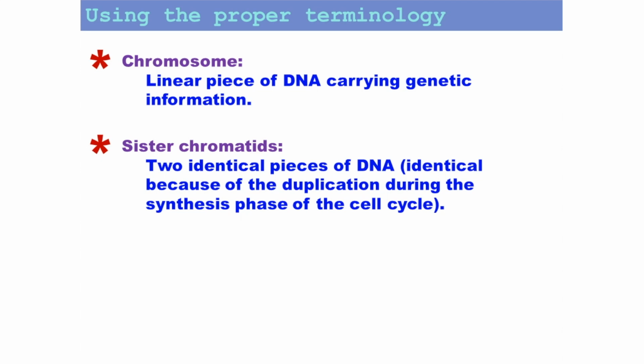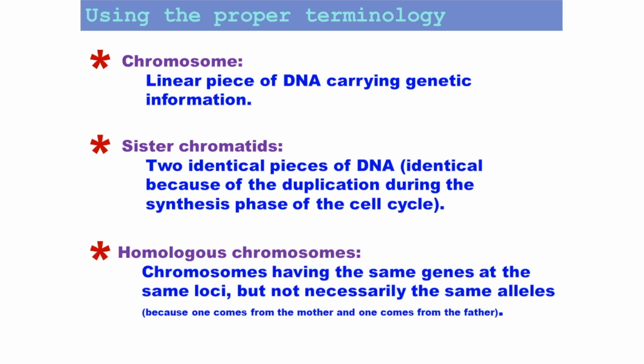So we have to duplicate it. But when we duplicate it and they're stuck together, those two identical pieces of DNA are called sister chromatids. And then finally, we have homologous chromosomes. That is the version of chromosome number 1 or 2 or 3 or 4, whatever, all the way to 22 in humans, that I get from my mother is the maternal version. The version I get from my father, the paternal version.